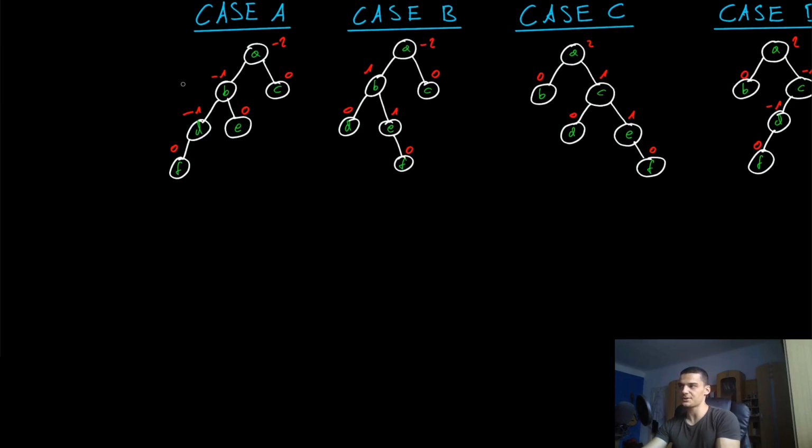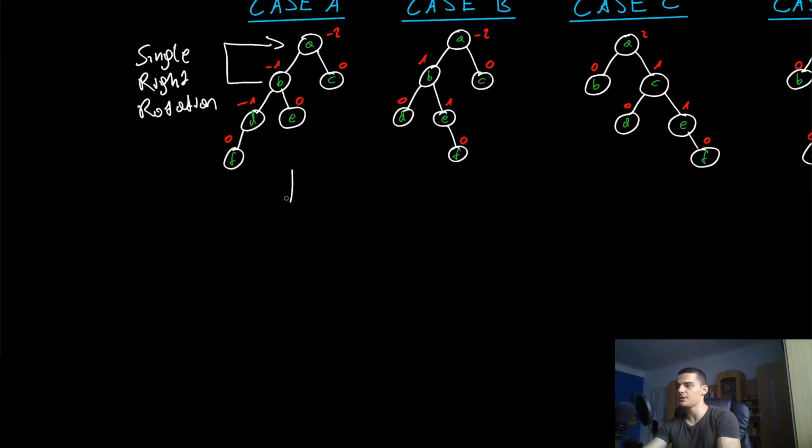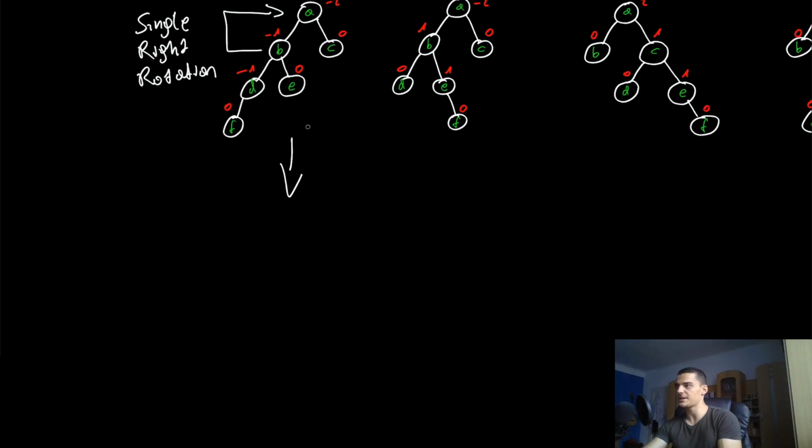Now, in this case, it's pretty simple. It's just performing a so-called single right rotation. A very simple thing that we need to do here. The only thing that we actually do is we rotate so that B becomes the root node and A becomes the right child of B. C remains the right child of A. And then one more thing that we do is we get E, which is the right child of B, and let it be the left child of A.